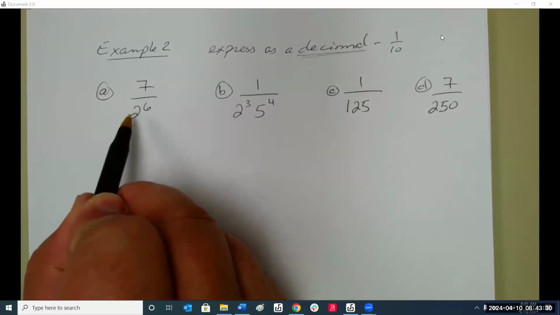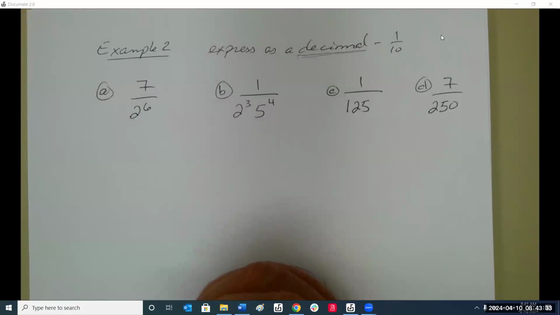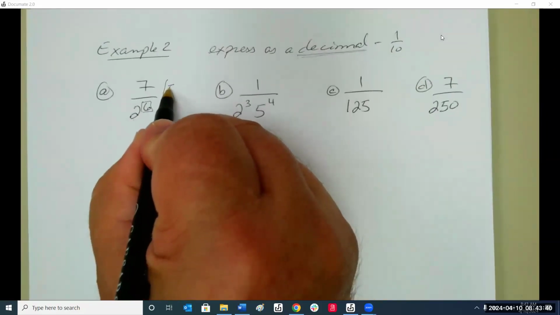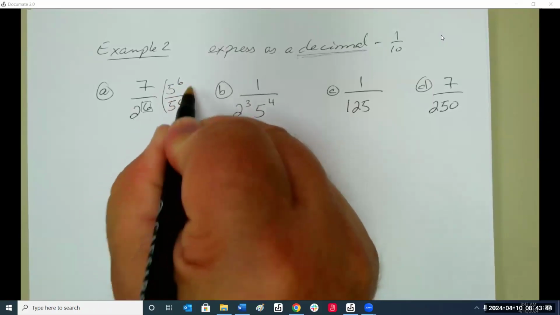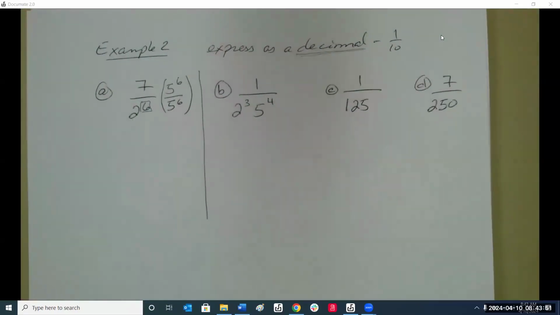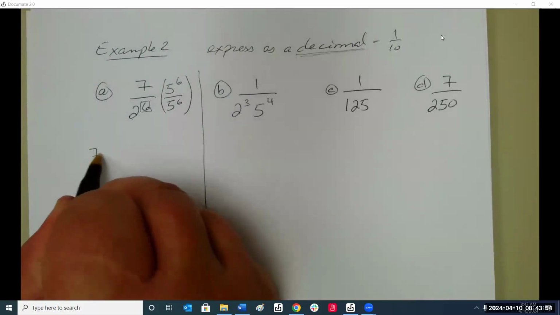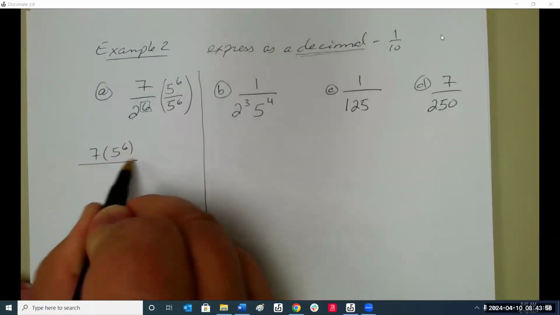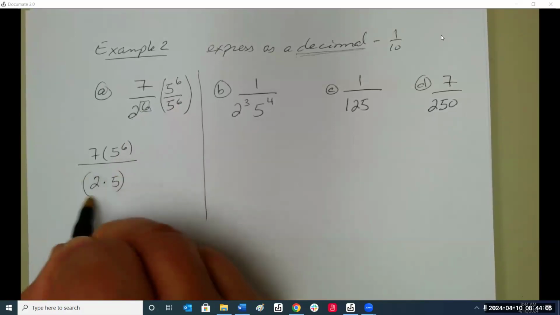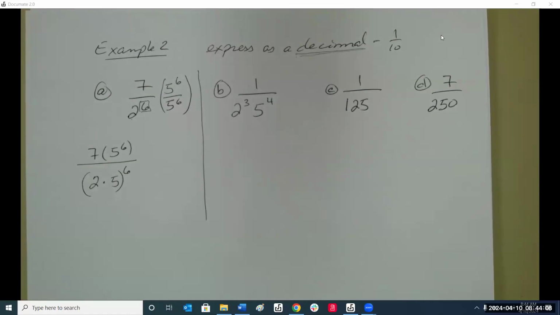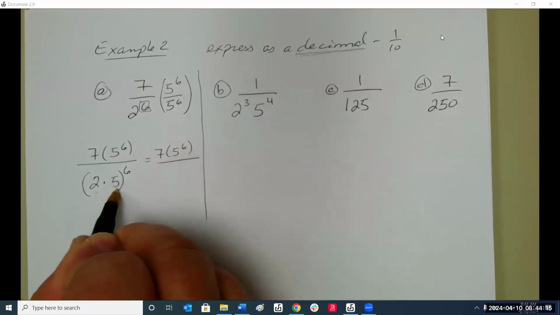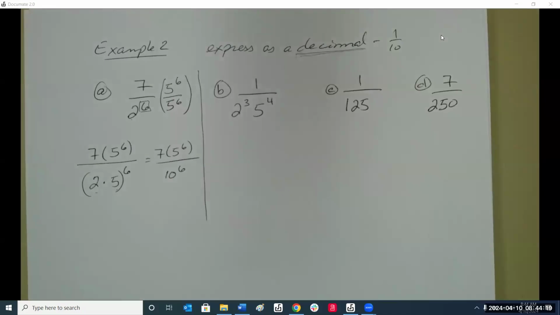So what times 2 gives us 10? 5. Since we have 6 2's, then we have to multiply top and bottom by 5 to the 6. Since 2 to the 6 and 5 to the 6 both have the same exponents, I can combine them by the rules of exponents we talked about. Two times 5 is 10 to the 6.